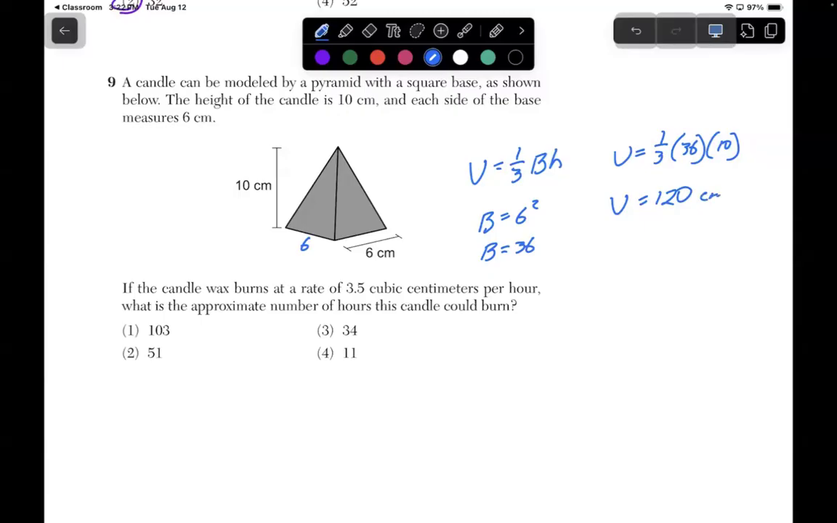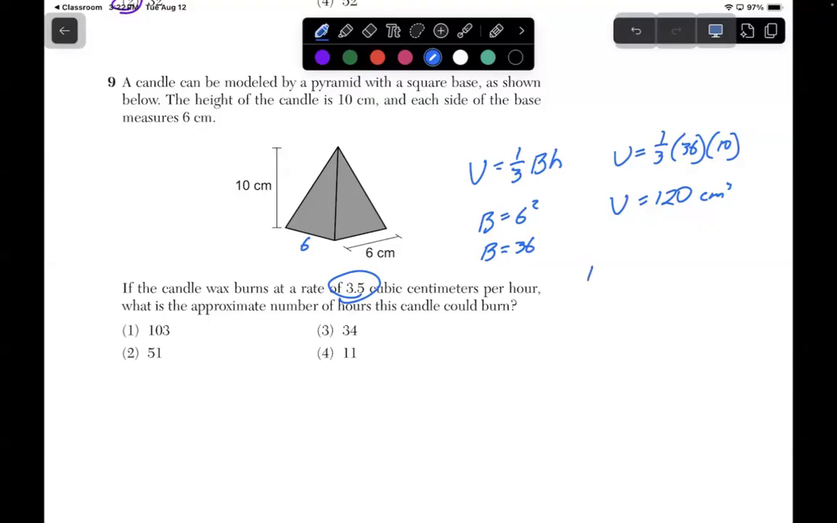120 cubic centimeters. I was shocked that they didn't actually have that as one of the answer choices. Usually they do that, right, to try and trick you. So shout out to the Regents people for not trying to trick you on this one. So clearly I need to do more work. What do I need to do? Well, it's 120 cubic centimeters, and I know it's going to burn at 3.5 cubic centimeters per hour. So I just need to divide this by 3.5, and that's going to give me the number of hours.